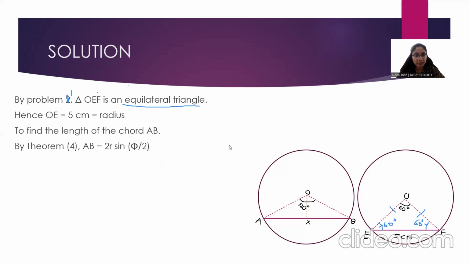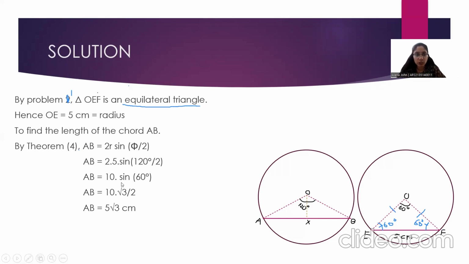After applying, we get AB equal to 2 into 5 into sine 120 degrees by 2. 2 into 5 is 10, and 120 degrees by 2 gives 60 degrees. By trigonometry, we know sine 60 degrees is root 3 by 2. By simple calculation, we get AB equal to 5 root 3 centimeter. Thus, the length of the chord AB is 5 root 3 centimeter.